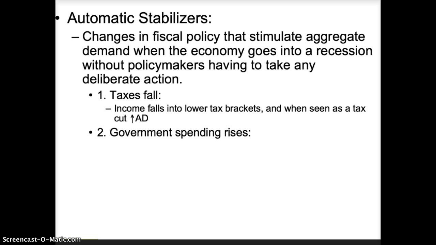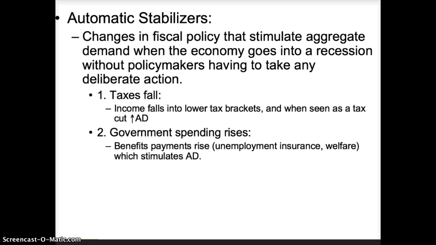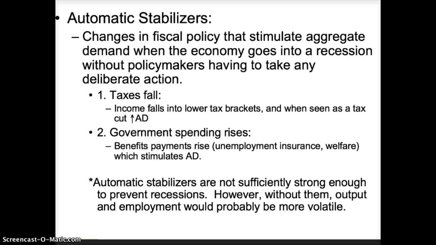Automatically, government spending will rise. Benefit payments rise during a recession and stimulate aggregate demand. Examples of benefit payments include unemployment compensation and welfare. Automatic stabilizers on their own are not strong enough to prevent recessions. However, without them, output and employment would probably be much more volatile.